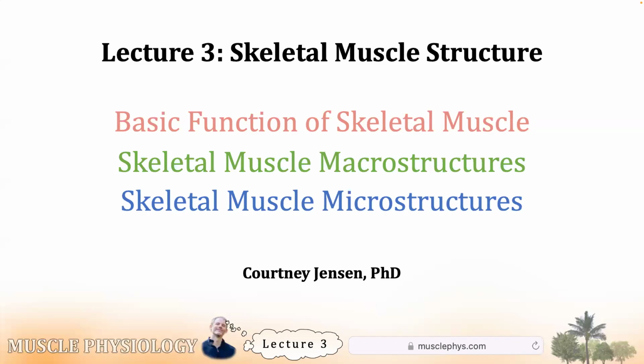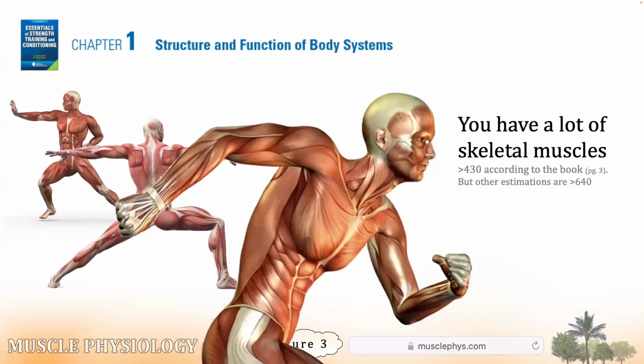This is lecture 3. In lecture 2, we went over some basic principles of exercise physiology. In this one, we'll talk about these three things: the basic function of skeletal muscle and its structure, both big stuff and tiny stuff. So you have a lot of skeletal muscles, not just the muscles in general, but skeletal muscles. And most of them you've never thought of.